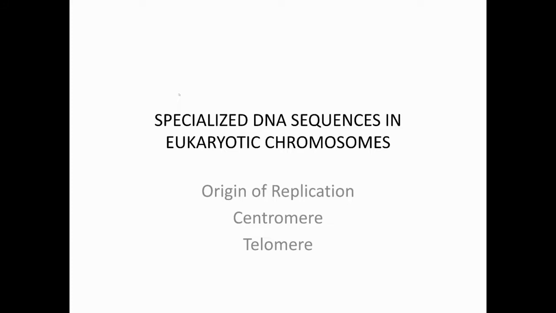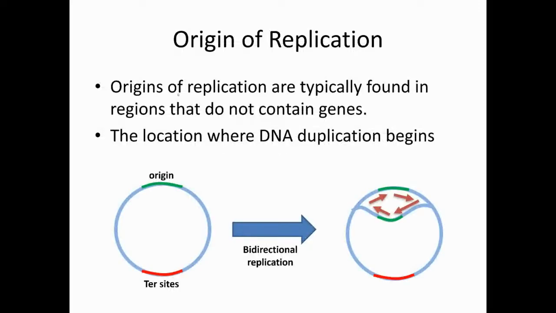Then the next section. Basically, we finished the eukaryotic genome, and now the specialized DNA sequences in the eukaryotic chromosome. There are three different types of specialized sequence in the eukaryotic chromosome. Number one is the origin of replication, which we learned in chapter 2. The origin of replication is the location where DNA duplication begins. Once replication is initiated, the DNA replication is bidirectional, and then they complete the replication.